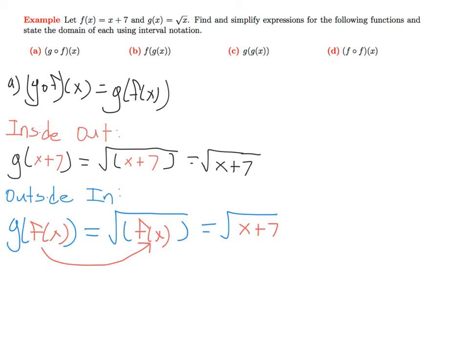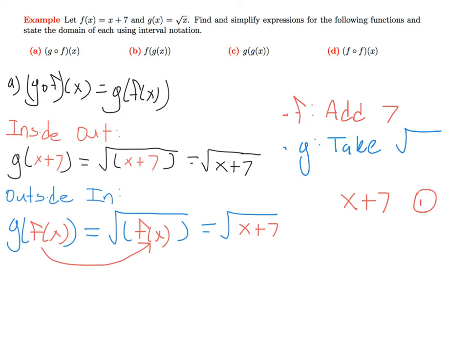And this should make some sense, practically speaking. So in this case, f tells us that we should add 7. And g tells us take square root. And so if we first add 7, and then take the square root, that's exactly what we would expect to get, the square root of x plus 7. So that's what it means to compose these operations.